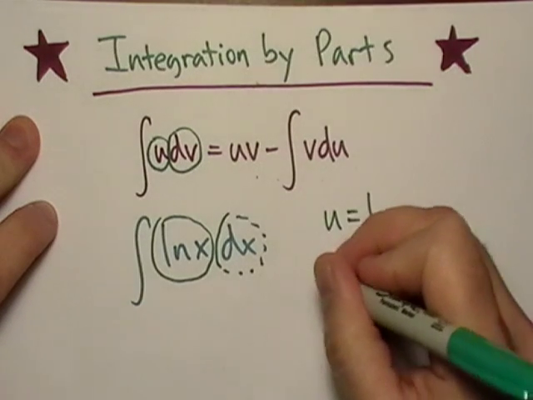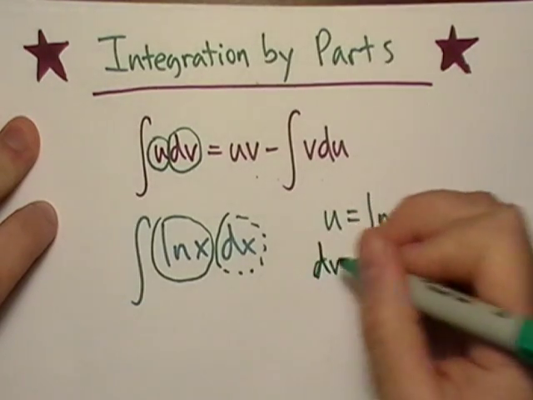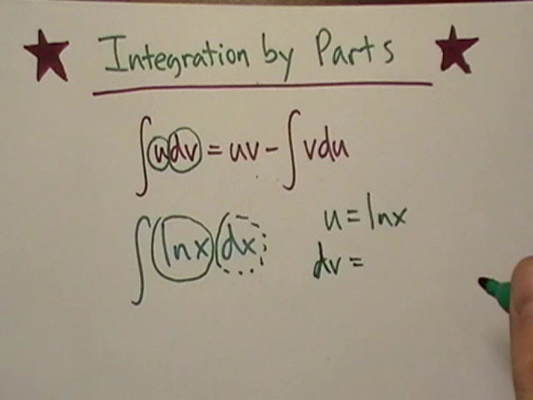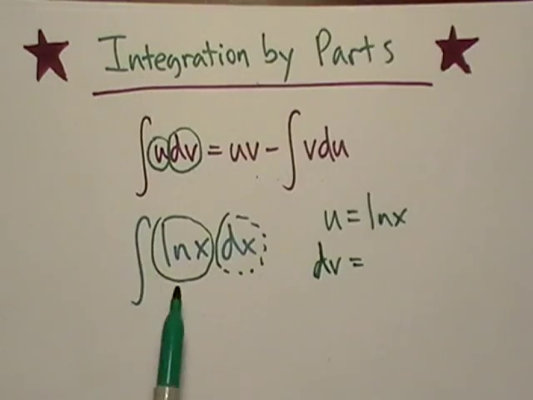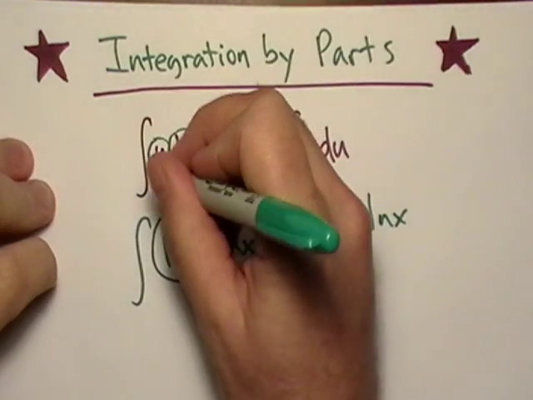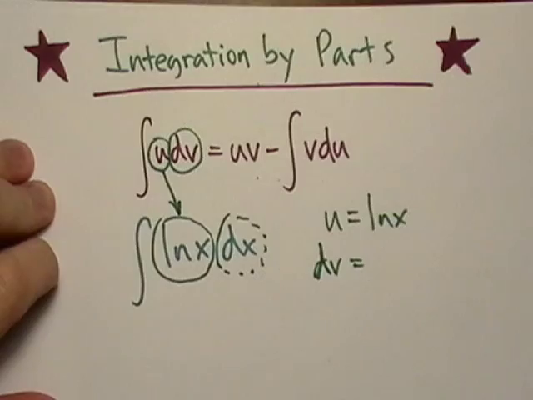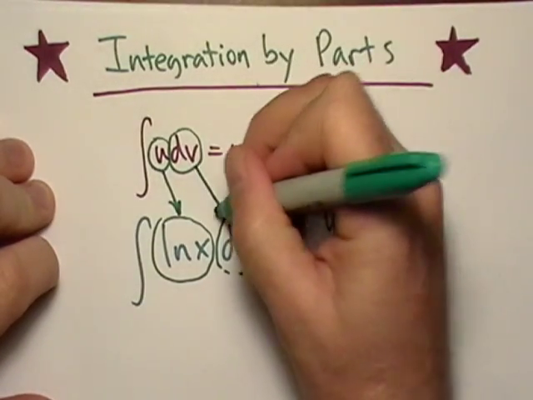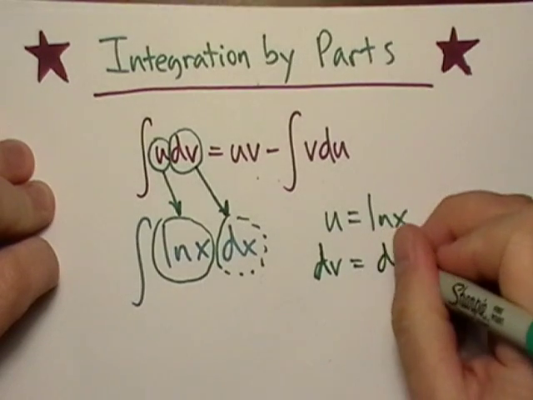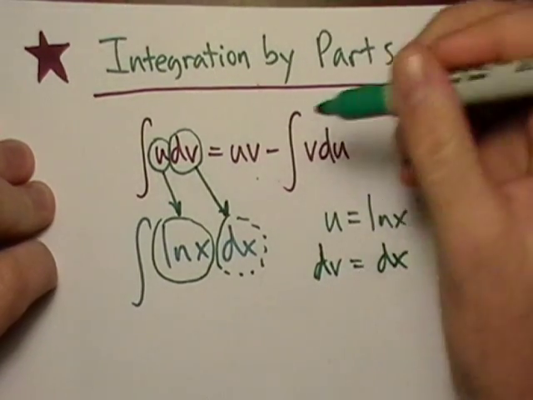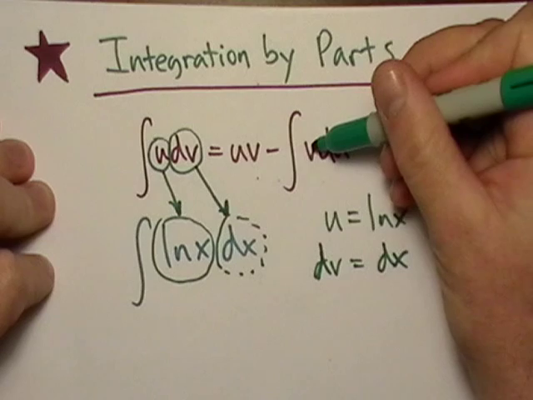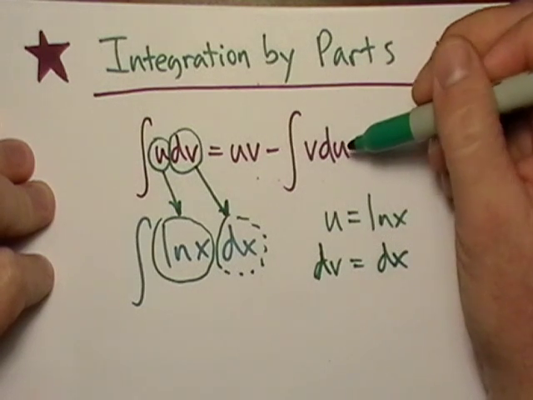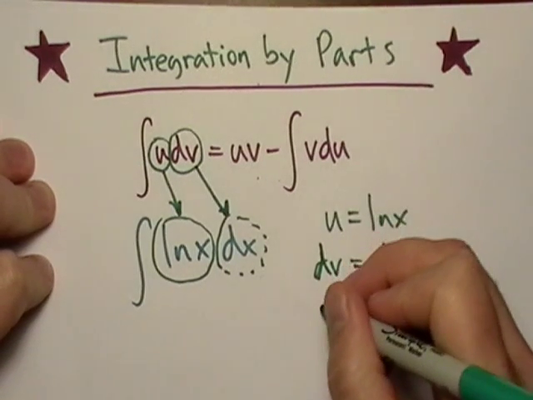Oh, and by the way, this is a total trial and error type method. Just like u substitution, it's very trial and error. So I picked my u to correspond to natural log of x. So dv can only be one other thing. It's got to be dx, doesn't it? Now notice over here I have a v and I have a u. So it looks like I'm going to need a du definitely.